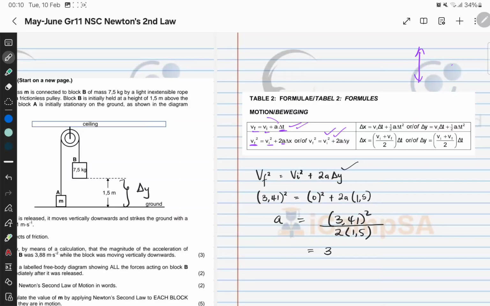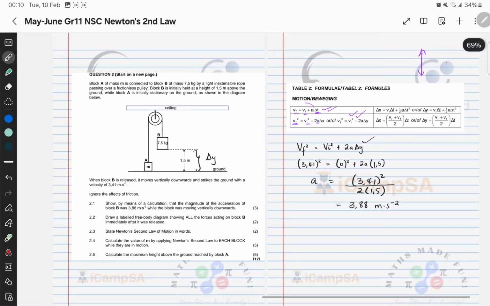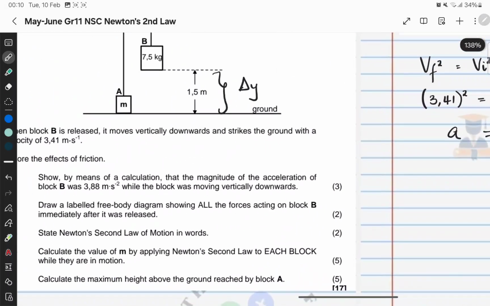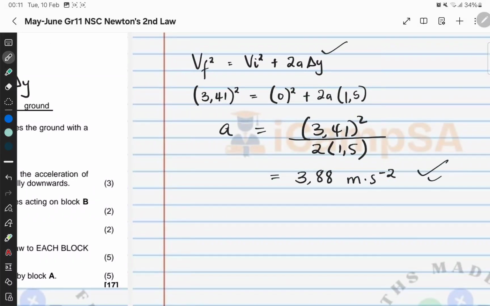This gives me 3.88 meters per square second. Right, so this is my constant acceleration. Let's check if it looks like what we were asked to prove. And of course it does. So we can be sure that our answer is correct.